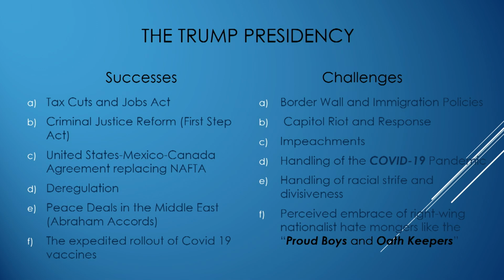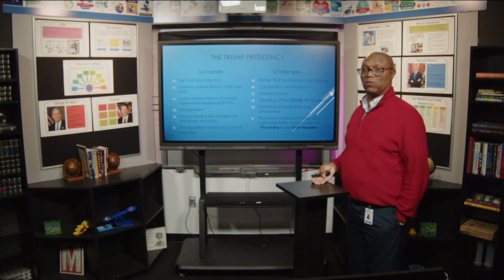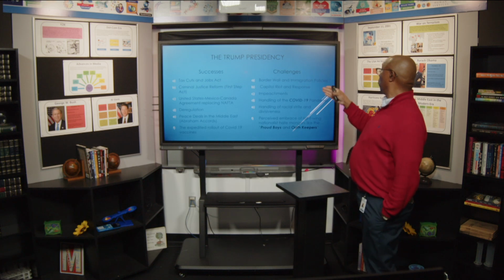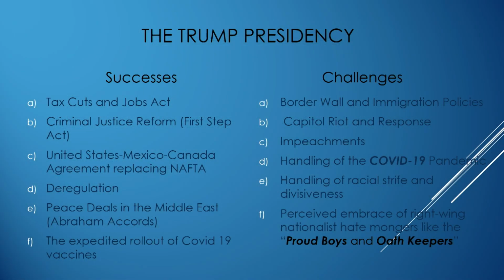The expedited rollout of COVID-19 vaccines. Some of the challenges that Donald Trump faced, of course, as President of the United States of America: border wall and immigration policies. Now, he said that he was going to build a wall.